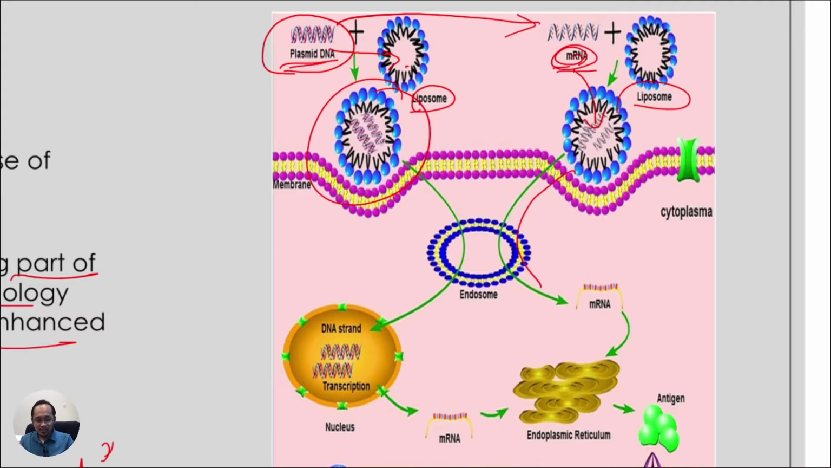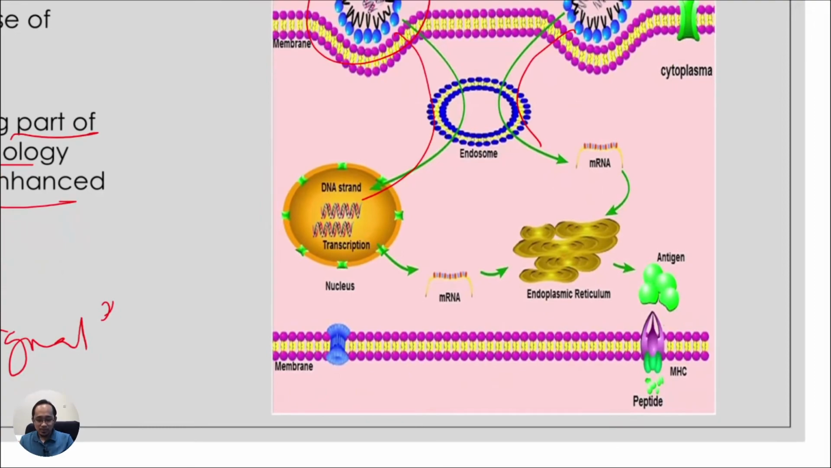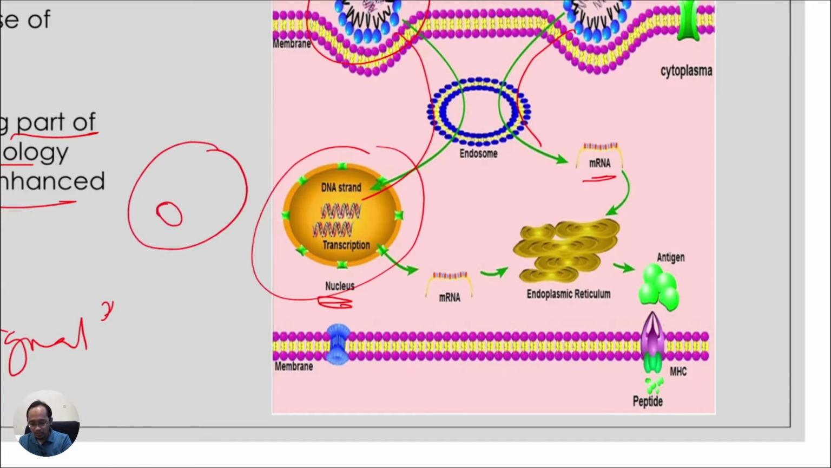It goes into the cells. It's processed either in the nucleus for DNA, or for mRNA, the processing just happens in the cytosol, the components of the cell. If this is a cell, that is the nucleus, and the cytosol is over here. Everything over here we call the cytosol. The mRNA is processed there, transferred to the ER complex, the endoplasmic reticulum, and produced as a protein, or proteins or peptides.